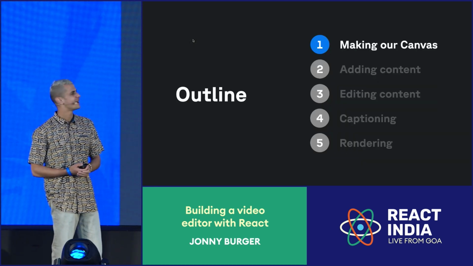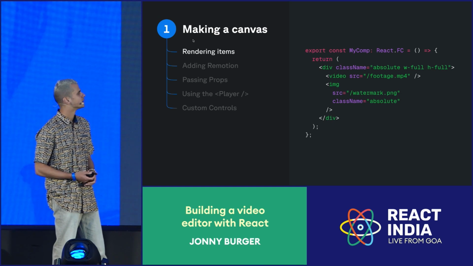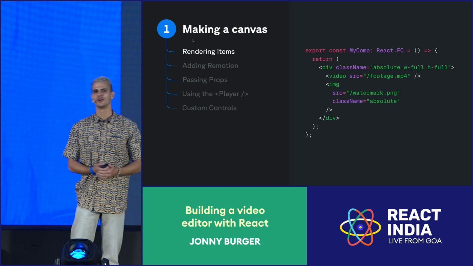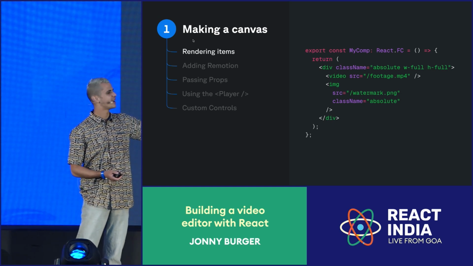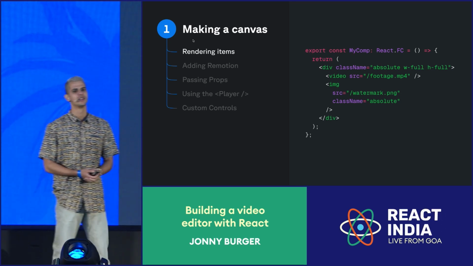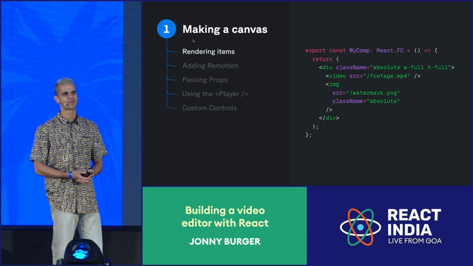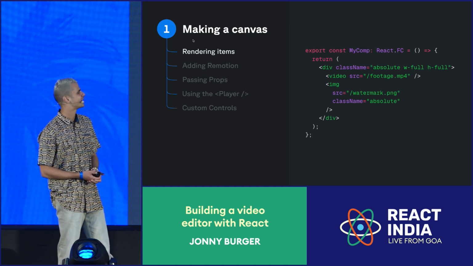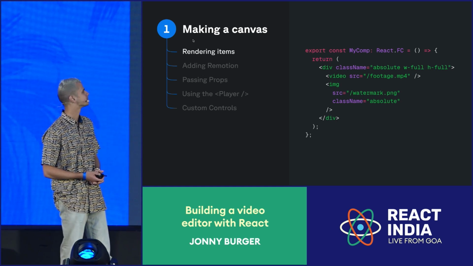Chapter 1, making our canvas. To do what I've just shown you, we would just render a React component, we would have a video tag, we would have an image tag, position it absolutely. Not very surprising to you, probably.